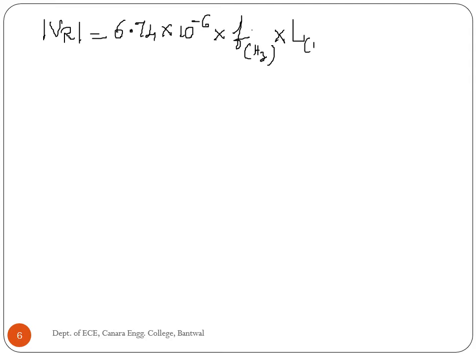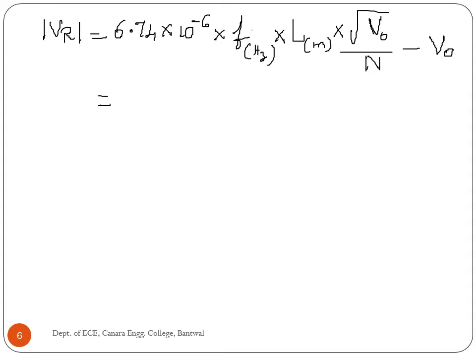Repeller voltage expression is 6.74 into 10 to the power minus 6 into frequency in hertz multiplied with repeller space in meter multiplied with root of beam voltage divided by N minus V naught.